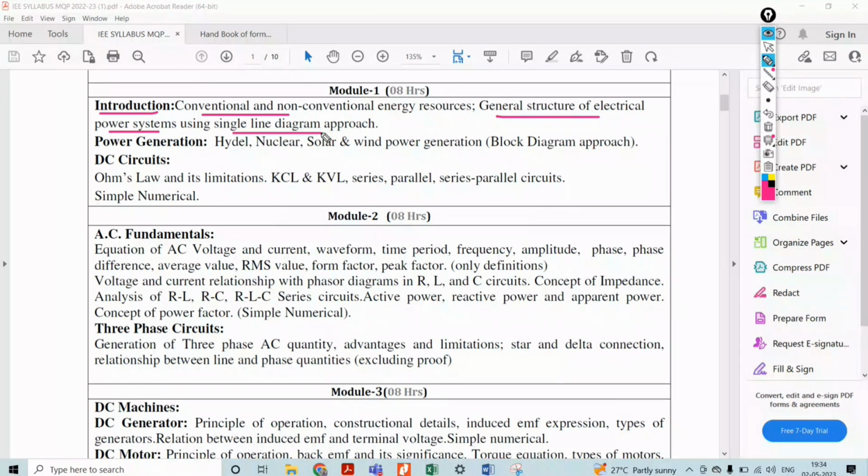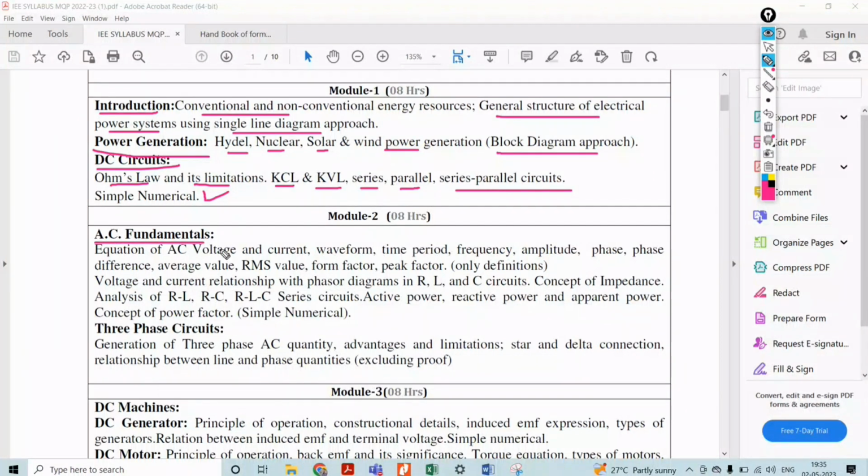Then power generation: hydroelectric power plant, solar power plant, wind power plant, especially with respect to the block diagram alone. Then with respect to the DC circuit: Ohm's law and its limitation, Kirchhoff's laws, Kirchhoff's current law, Kirchhoff's voltage law, then analysis of series circuit, parallel circuit, and the series-parallel combination circuit. You can concentrate on the numericals related to that.